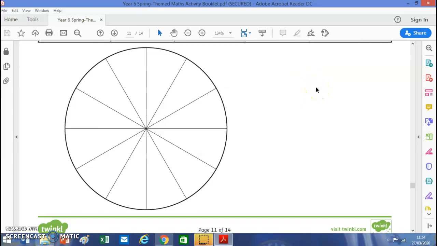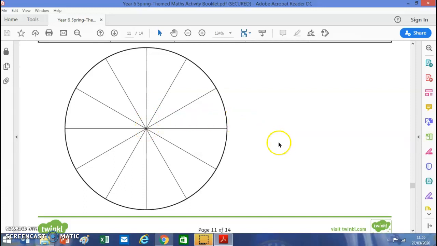So for instance, we've got 12 slices. Imagine there was a total of 12 objects, and 3 of those objects were daffodils. I would colour in 3 slices of the pie to show that 3 out of 12 are daffodils. And then let's say there are 4 bunnies, so then I'd colour in 4. In this case, each one is representing one object. But you might have a situation where each slice represents 2 objects. So if you only have one, you would just colour in half of a slice. And obviously if you have two, you'd colour in two.